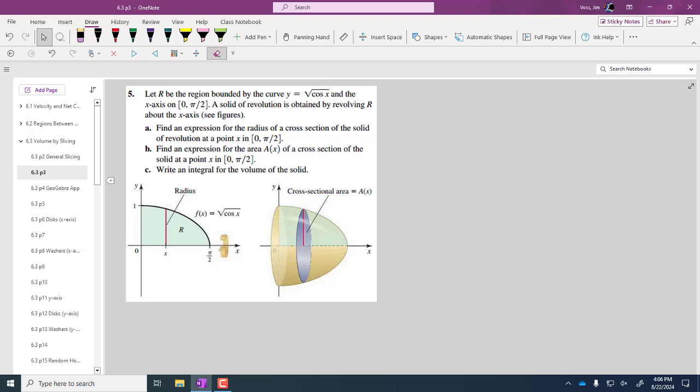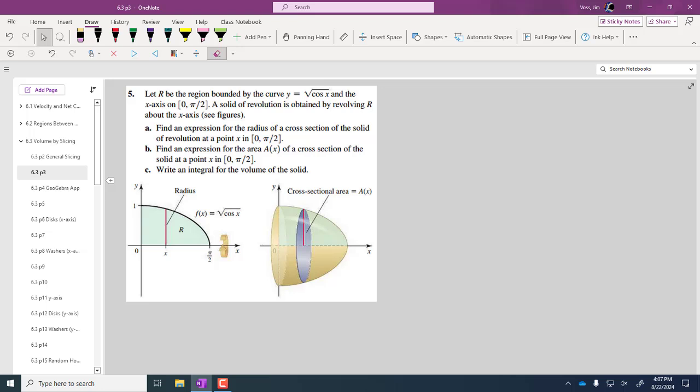If you rotate a region around the x-axis, what does every cross-section have to be? Circle. Yeah, every cross-section is going to be a disk. Right? The cross-section will be a disk, and we have to find the area of a disk. What's the area of a disk? Area of the circle, pi r squared.